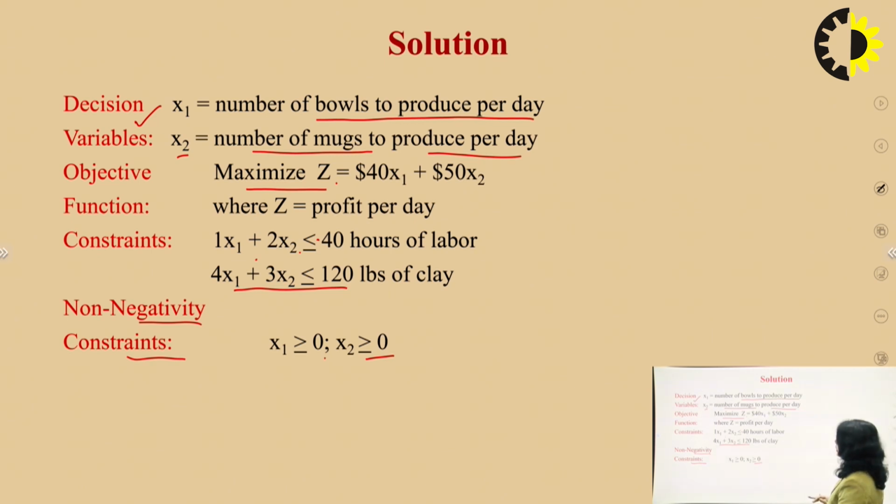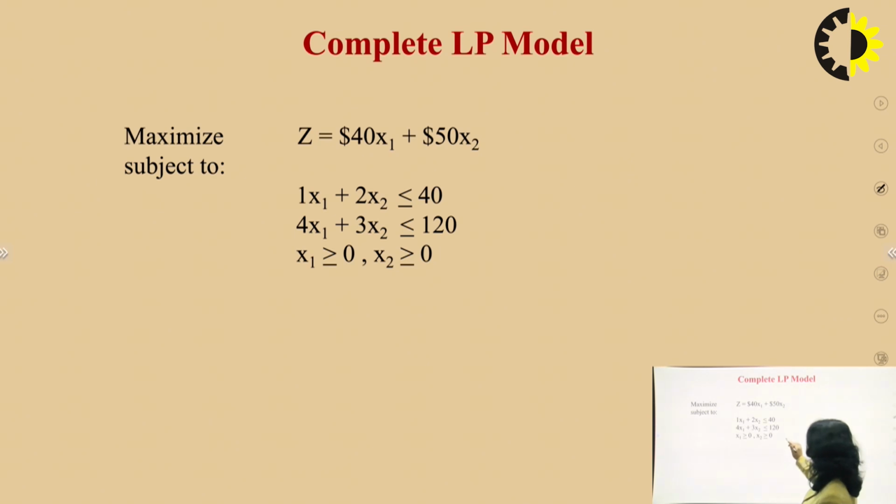Now we will write down the final formulation like this: maximize Z equals $40x1 plus $50x2, subject to these constraints: 1x1 plus 2x2 less than or equal to 40, 4x1 plus 3x2 less than or equal to 120, x1 greater than or equal to 0, x2 greater than or equal to 0. So this is the formulation of the LP model. In this manner we can formulate our LPP problems.